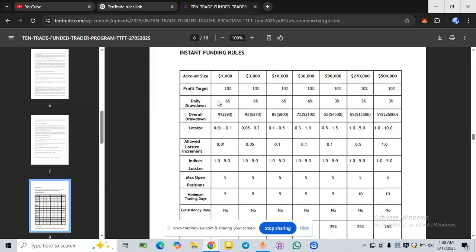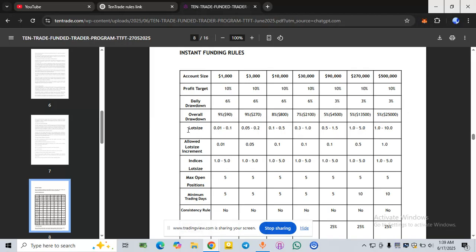Now the daily drawdown still remains 6% on the 1k accounts, and every other account still remains the same. The 500k still remains 3%. Now overall drawdown, as you can see, still remains 9%, 9%, 8%, just as it has always been.